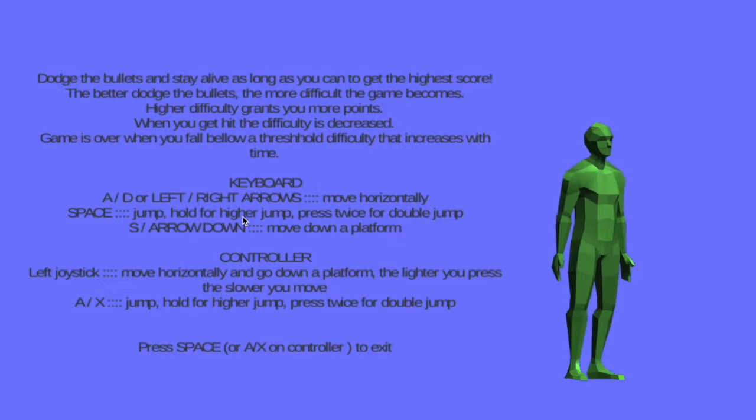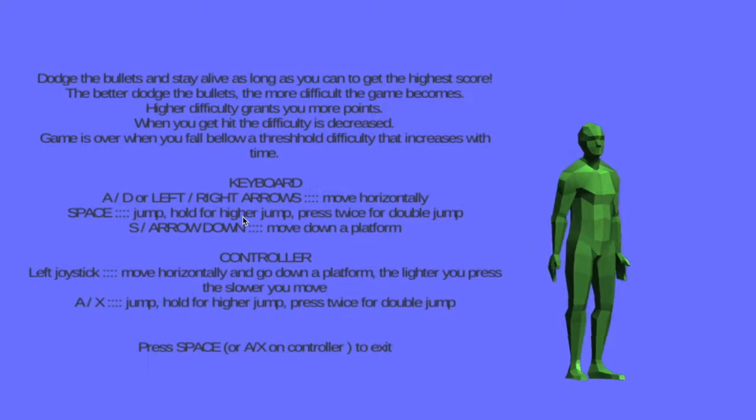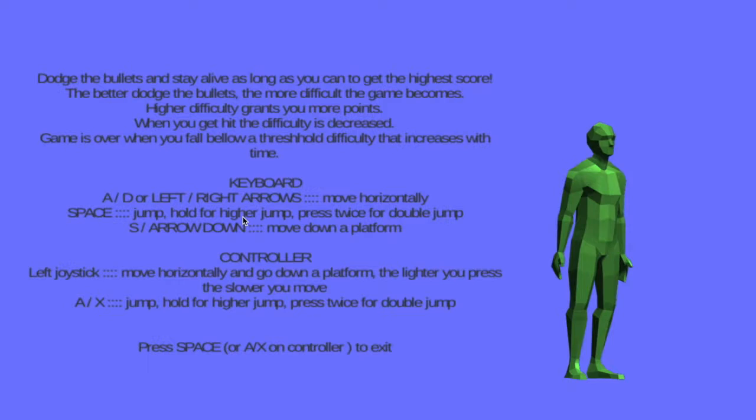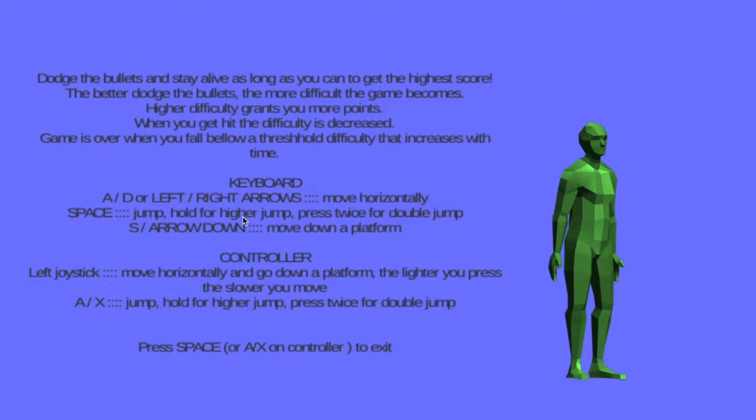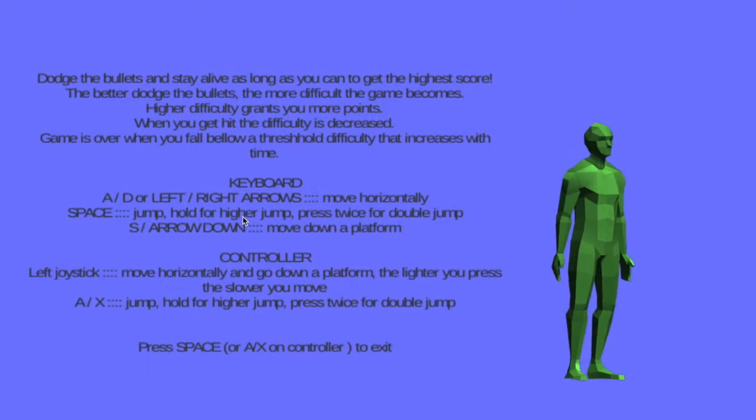Dodge the bullets and stay alive. It's another screen of text. Stay alive as long as you can. The better you dodge the bullets, the more difficult the game becomes. Higher difficulty grants you more points. So there's that link. When you get hit, the difficulty is decreased. Keyboard, left, right arrows, space to jump. Maybe a controller option as well.